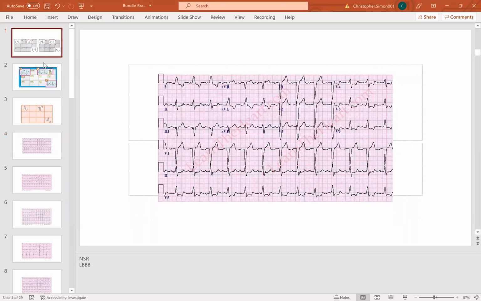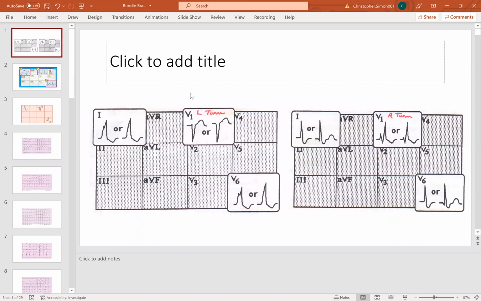So let's learn our criteria, okay? I always thought of this in the very beginning when I was learning it all, like a turn signal, okay? If some of y'all don't use turn signals, like you're those people in life that don't use turn signals, maybe this won't make sense to you, but I hope you use turn signals, right? So if you have a left bundle branch block, right, V1 is going to go down.